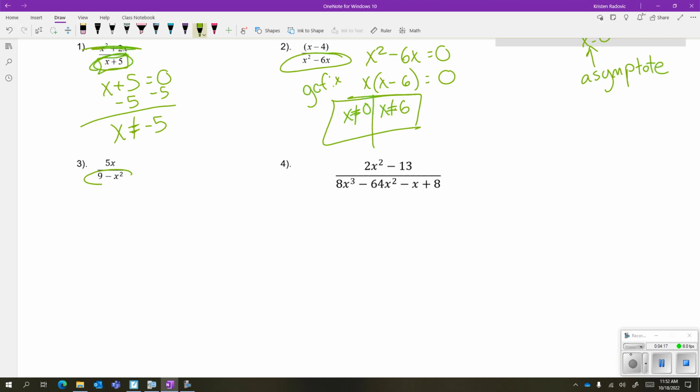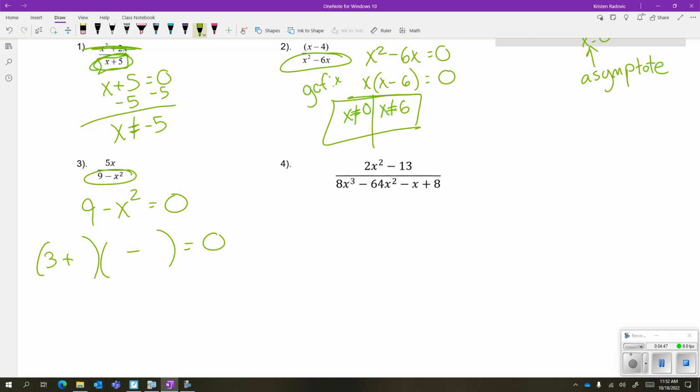For number 3, when you take the denominator and set it equal to 0, if you're trying to factor something with two terms, there is no GCF here. If you can take the square root, it is a difference of squares. If you can take the cube root, it is cubed. And in this case, you can take the square root of 9, and you can take the square root of x squared. So we're going to split it up into two parentheses. One is plus, one is minus. All you have to do is take the square root.